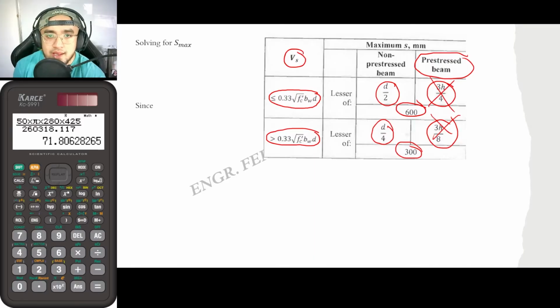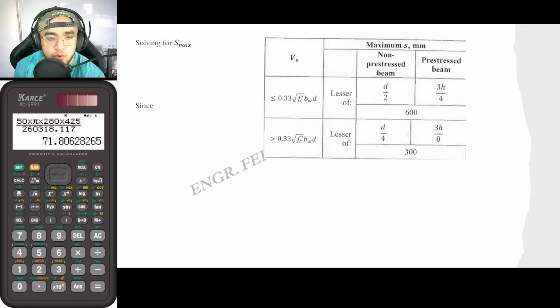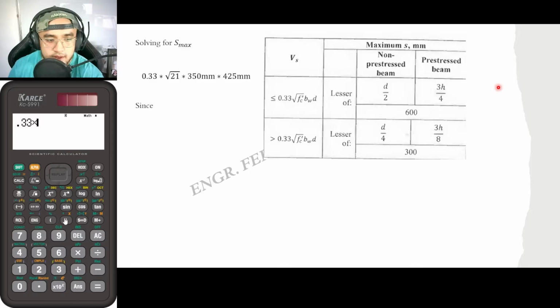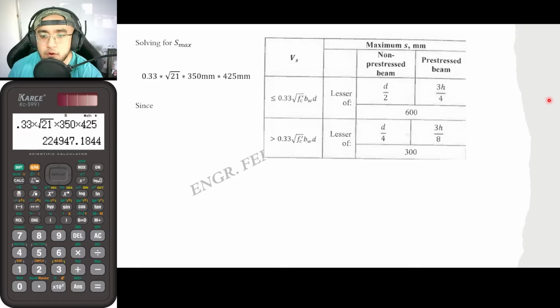Okay, so with that, guys, let us solve for this limit first in order for us to check which of the following we would be using. So again, let us solve for 0.33 square root of f'c bwd, and substituting all known values, that is now 0.33 times square root of 21 times 350 times 425. Looking at the calculator, our answer here is 224,947.1844 newtons, and that is now this answer here.